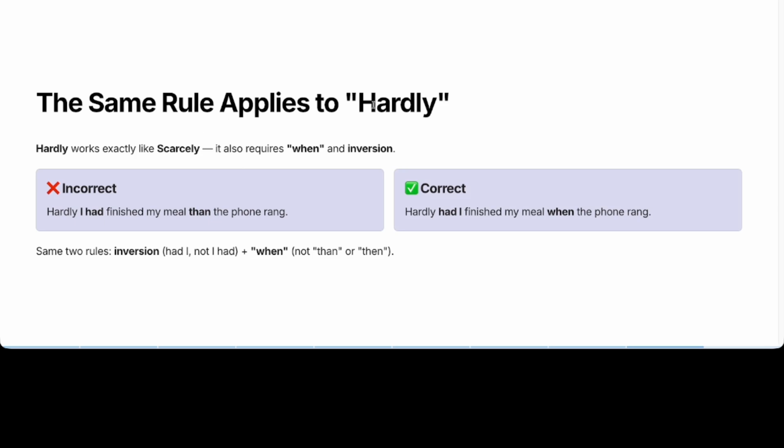The same rules apply to hardly. Hardly works exactly like scarcely. It also requires when and inversion. Incorrect: hardly I had finished my meal then the phone rang. Correct: hardly had I finished my meal when the phone rang. Hardly followed by when, and verb followed by subject. So the same two rules: inversion, had I should be there, not I had. Similarly, when should be there, not than or then.